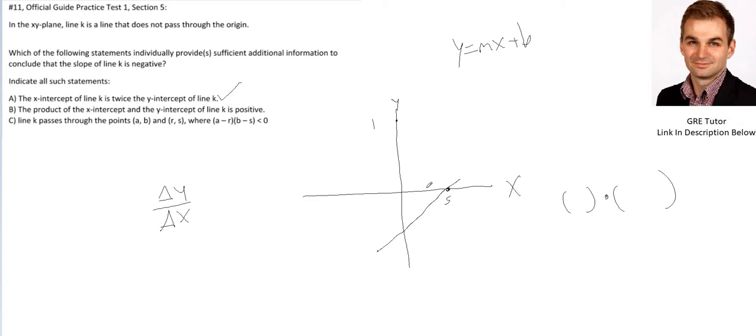So that's what we're looking for. So let's take the x-intercept of 5. Now let's get rid of that. Let's get rid of that line first. Alright, let's say the x-intercept is 5.